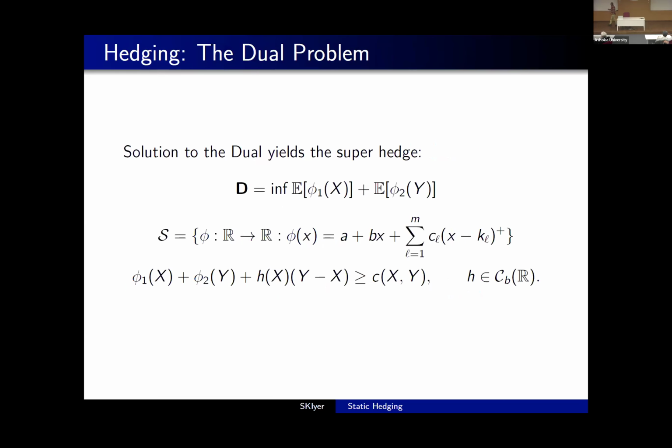And one can write down the dual to this problem, where the dual consists of a hedge in plain vanilla options and a position in the stock. And this is the constraint. So the objective function from the primal comes into the constraint here. And this gives us a super hedge for the price bound for our option.